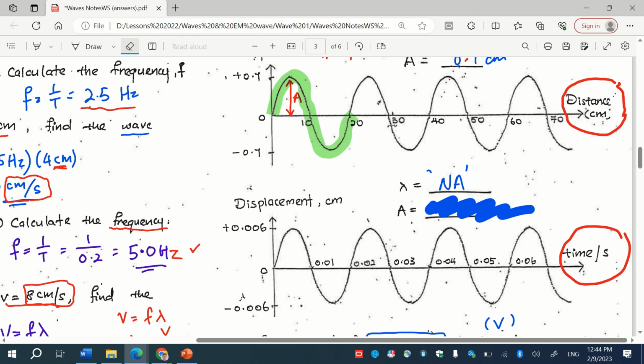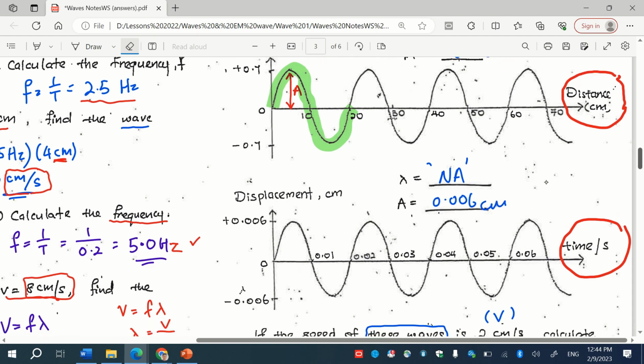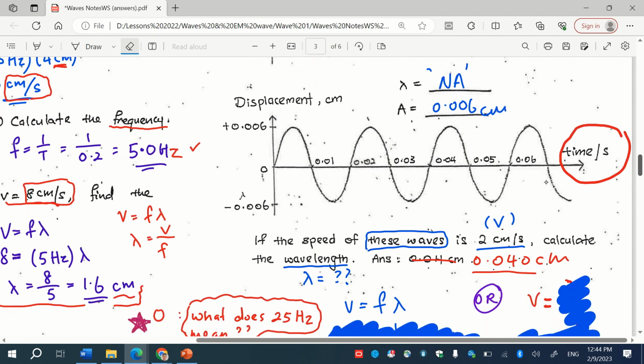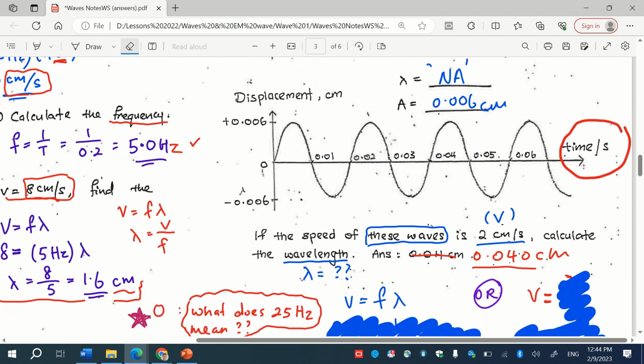But amplitude, you still can. It is 0.006 cm. Now, based on these two pieces of information, can you help calculate the wavelength if the speed given is 2 cm per second? Can you calculate the wavelength based on the information you gather from the diagram above? See whether you can get this answer, 0.040 cm.